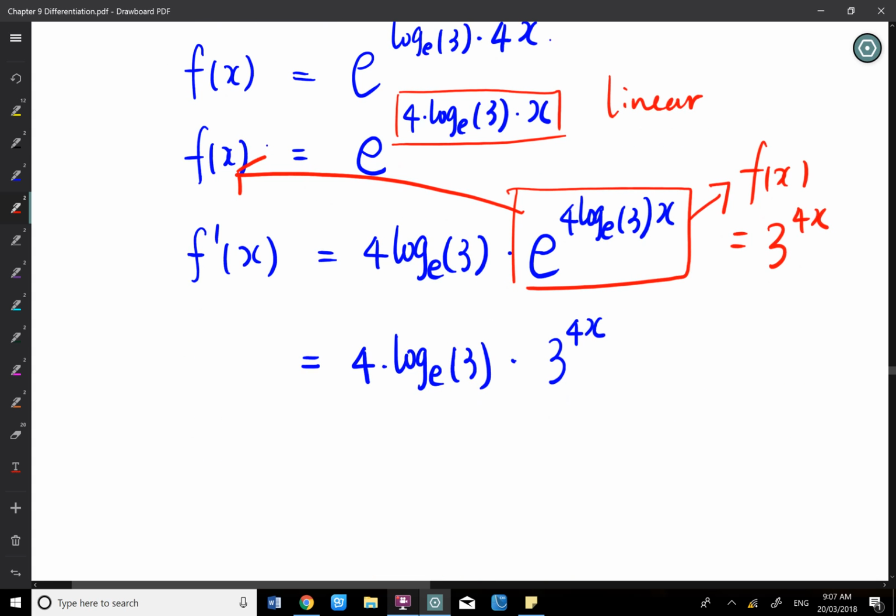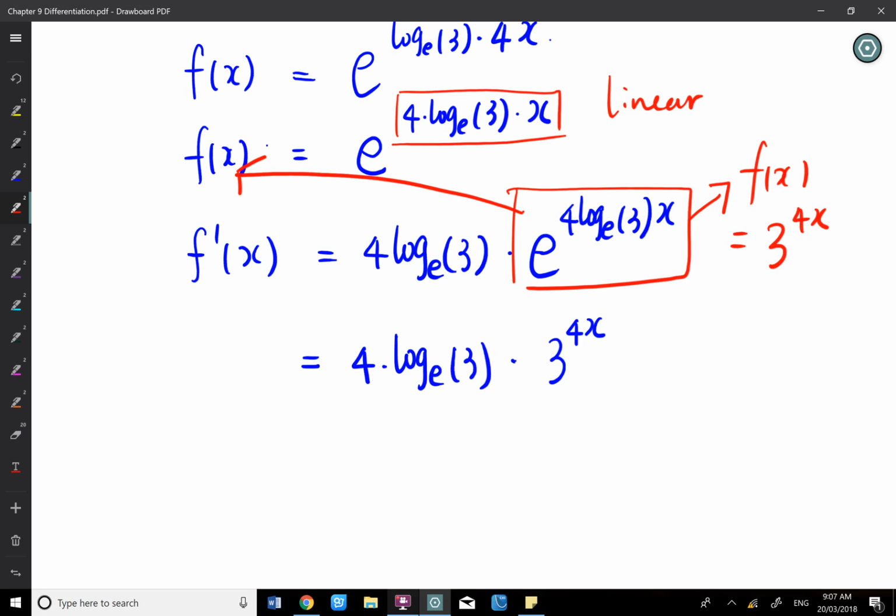So we can convert it back and simplify it. What we have is 4 log e3 times itself, so 3 to the power 4x. It still keeps some features of an exponential: the derivative still contains the original equation, the same factor. So again, f dash x contains f(x).